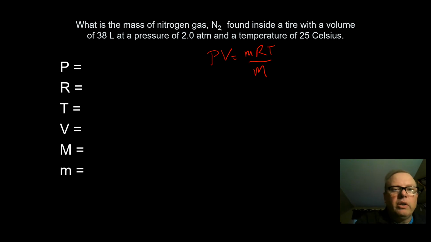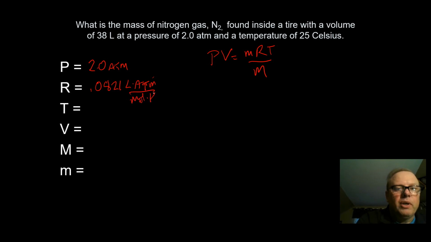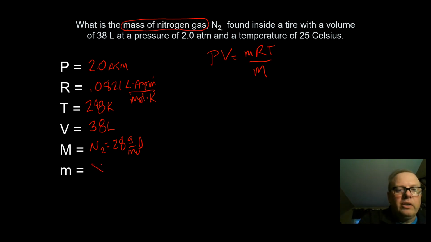Now the pressure here is 2.0 atmospheres. And with that pressure, then I'm going to use the smaller value for R, 0.0821 liters times atmospheres over moles times Kelvin. The temperature here is 298 Kelvin. The volume is 38 liters. Large M, because this is N2, large M is going to equal 28 grams per mole. And small m is what is being asked for here. It's asking for the mass of the nitrogen gas here, and that is the X that we're going to try and find.